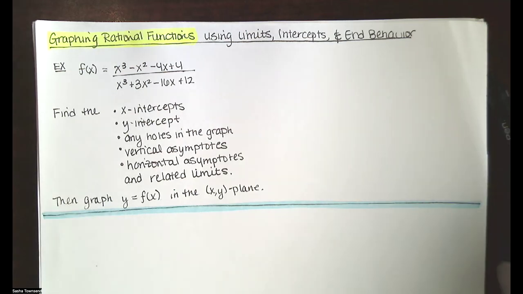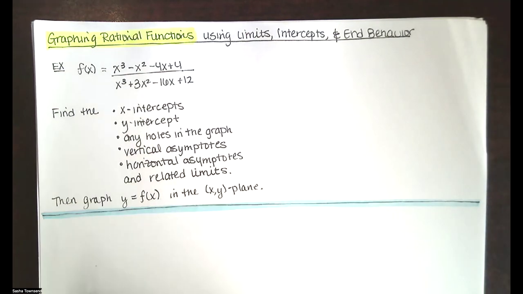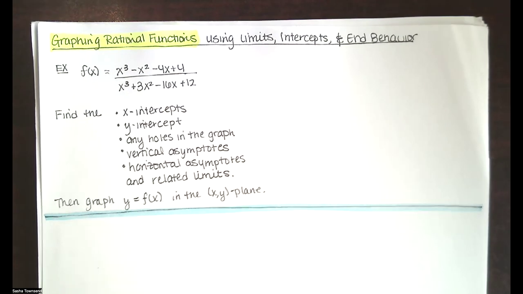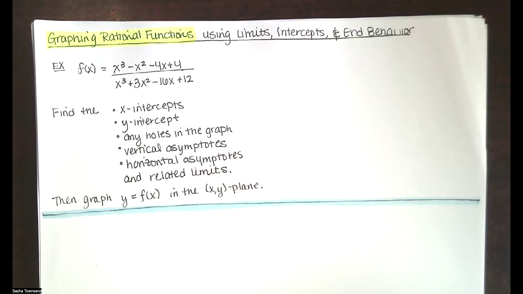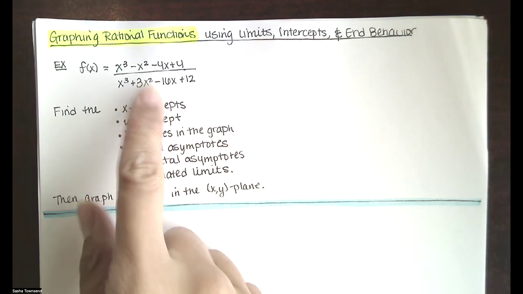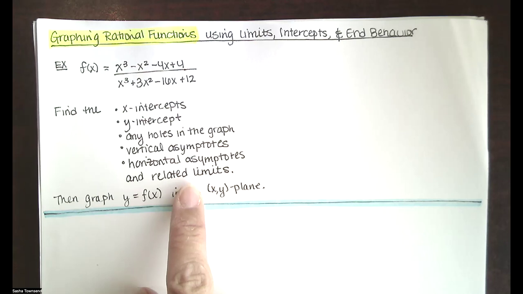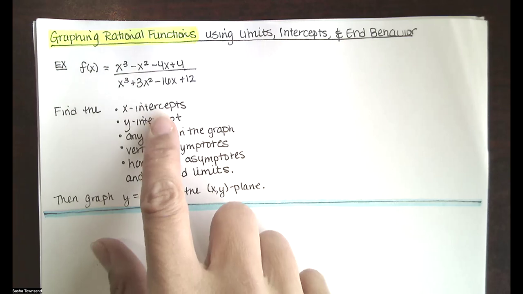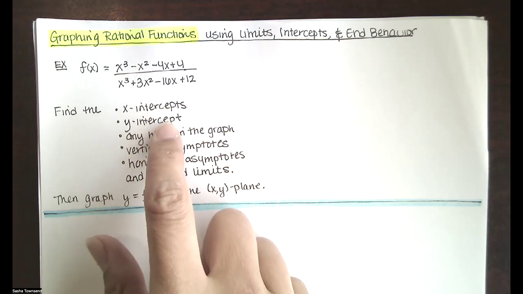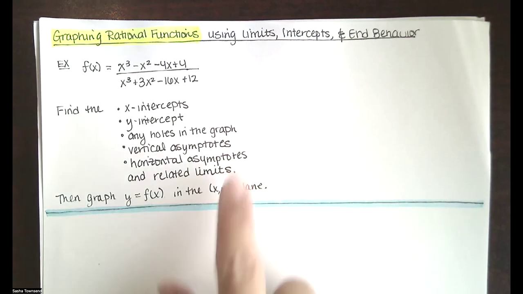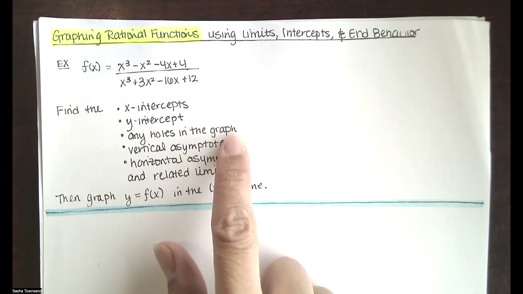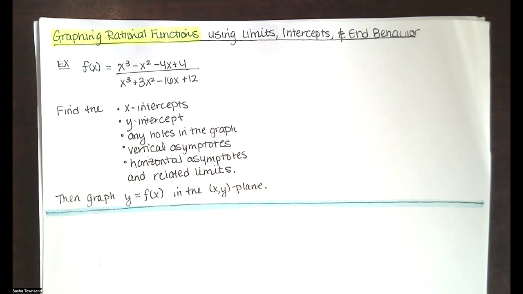Hello, welcome back. In this video, we'll discuss graphing rational functions using limits, intercepts, and end behavior. In particular, we've got this function. Our goal is to find all of these quantities, or mathematical objects: x-intercepts and y-intercepts, any holes in the graph, vertical asymptotes and horizontal asymptotes.